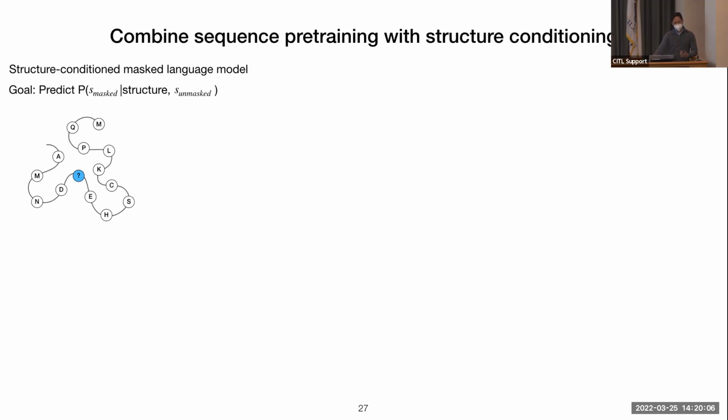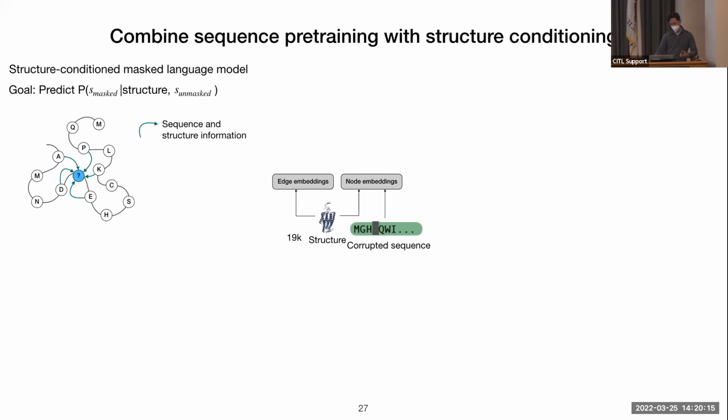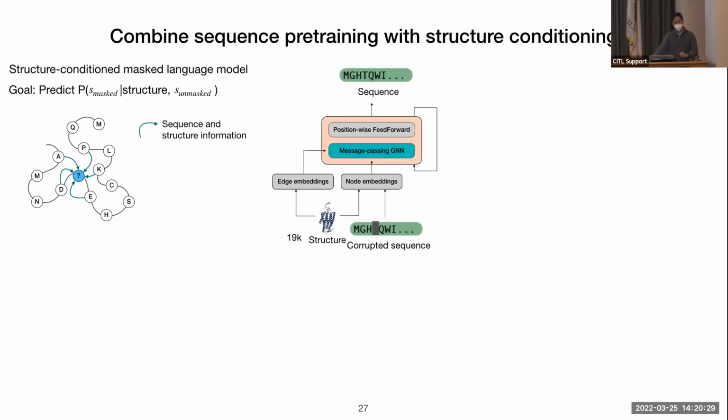So here I've drawn a simple structure. When you want to predict a location, you get sequence and structure information from its structural neighbors. You can do this with a graph neural network. So you start with 19,000 structures and sequences, corrupt the sequence, get known edge embeddings, pass it through a GNN, and recover the sequence. And in the pre-training task, this will give you a perplexity of about 4.96, with only 19,000 training examples.